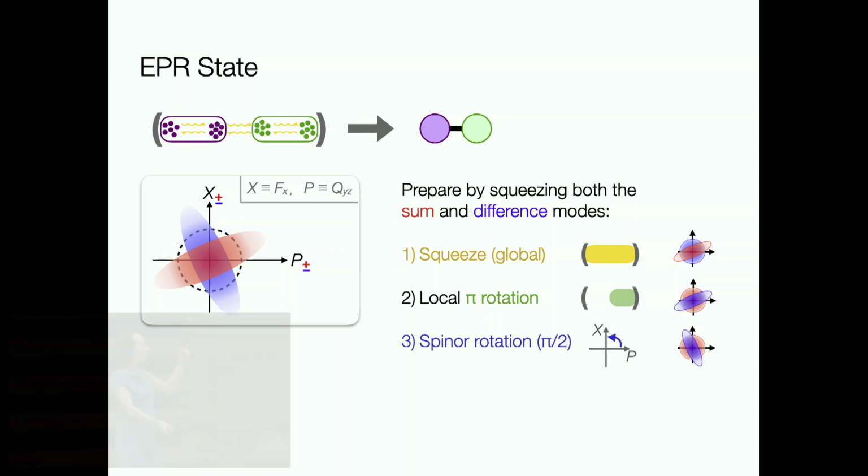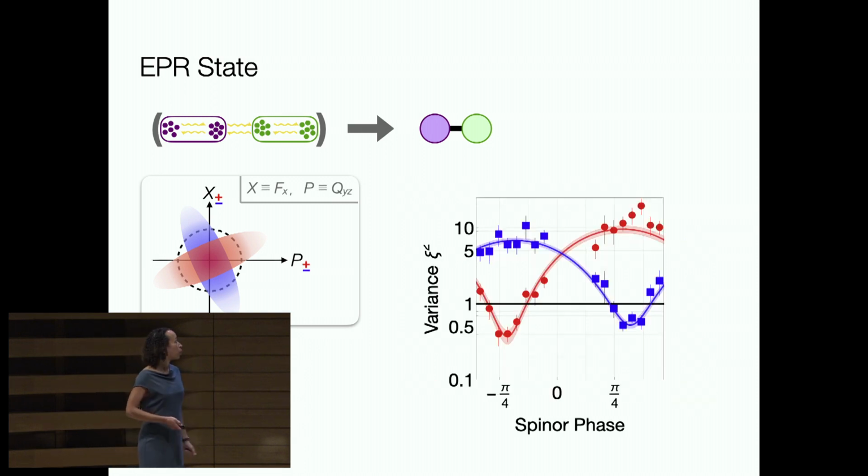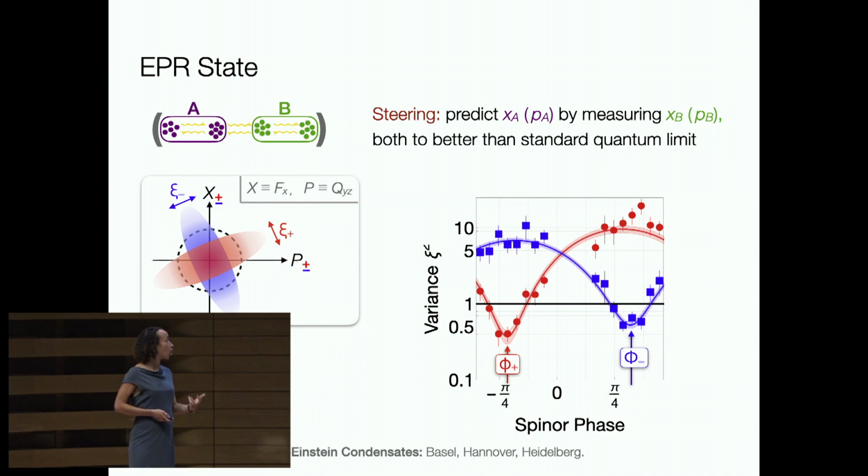We'll also do a phase space rotation that will allow us to now squeeze the opposite quadrature for the antisymmetric mode. When we do that, we can measure fluctuations in either the symmetric mode in red or the antisymmetric mode in blue, and see that they're squeezed at orientations that are 90 degrees apart, which is precisely what we were looking for to construct this EPR state.